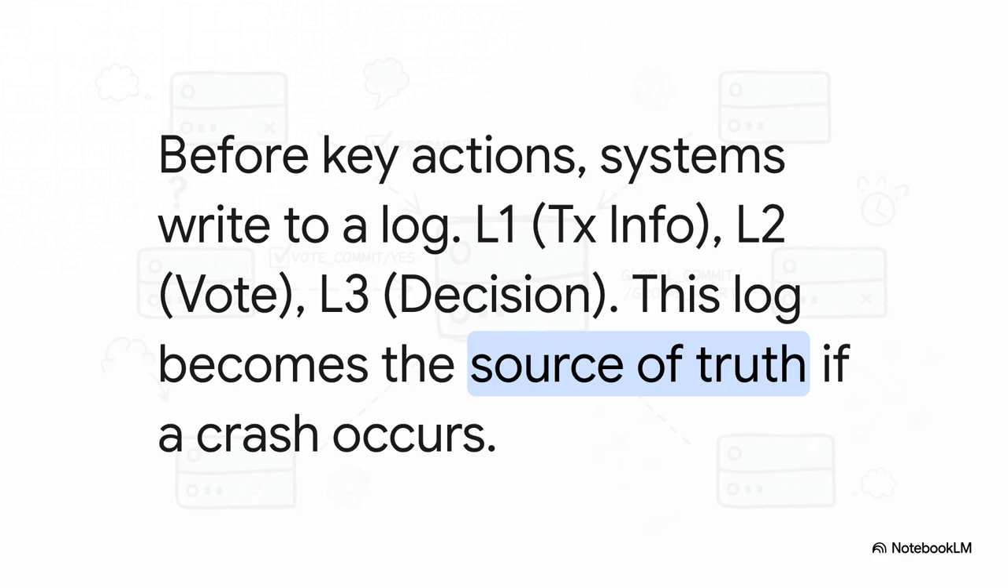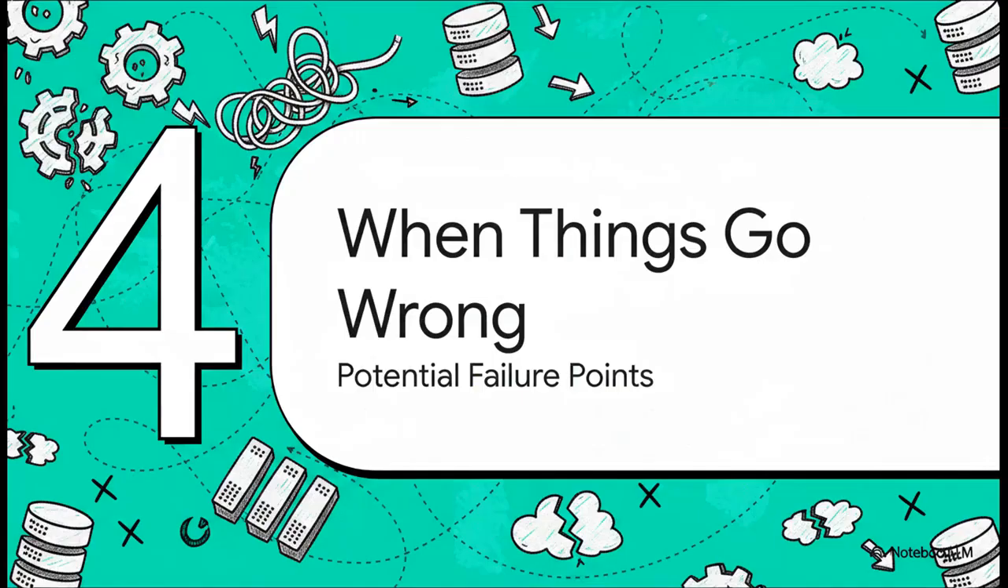If a system crashes and reboots, it can just look at its log to figure out exactly where it was. That log becomes its single source of truth. All right, so now that we've got the whole logging thing down, we can get into the really tough part, failure. Let's actually map out all the different moments where something could break down and see exactly how the protocol is designed to handle each and every one.